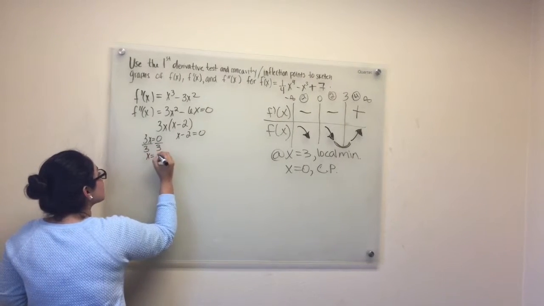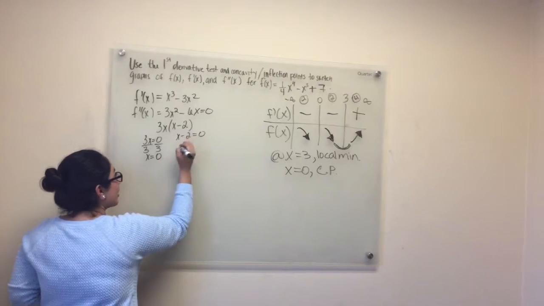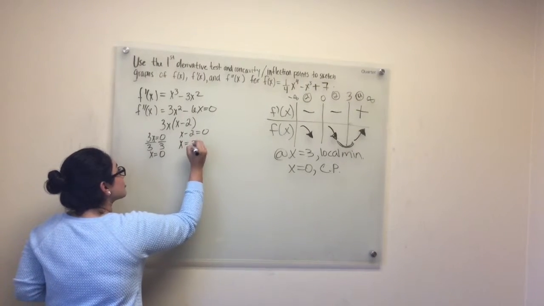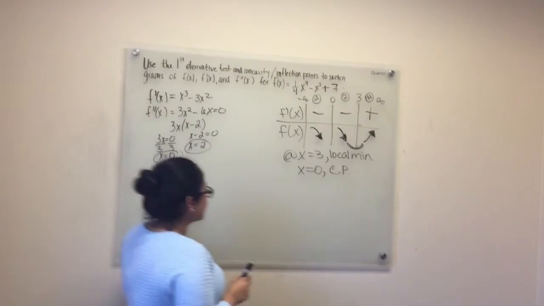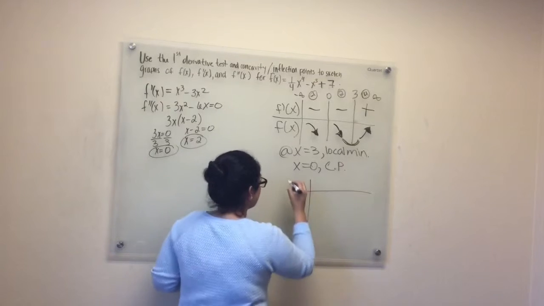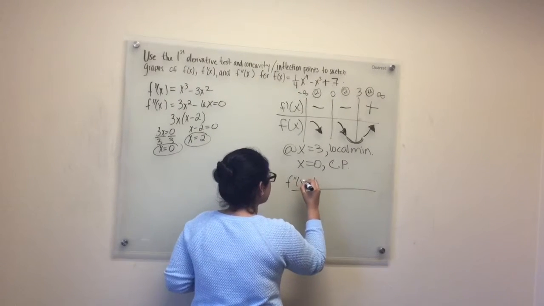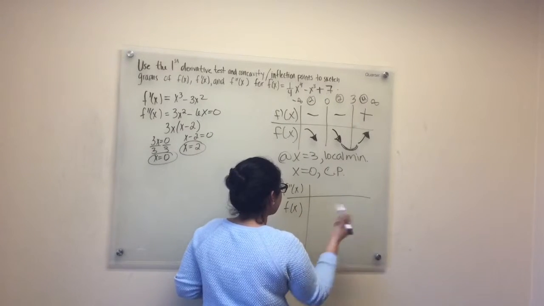Which would be x equals 0. And then this one, you move the 2 to the other side, and it would be x equals 2. So now these are your possible inflection points. You're going to put these in a graph of f double prime x and f x, comparing them.